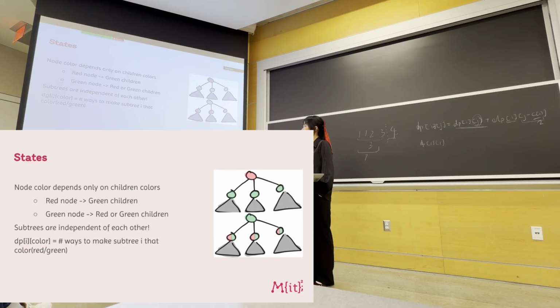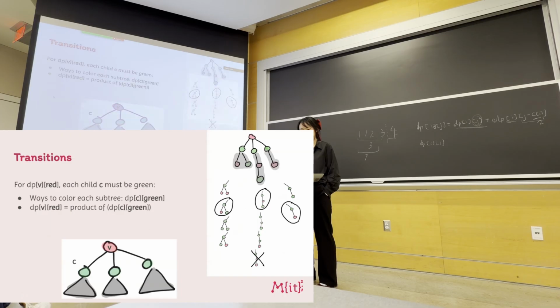And so our state can be: we can have DP[I][color] be the number of ways to make subtree I that specific color. So the color would be red or green, and I would be your subtree. So now let's look at the transitions from state to state.